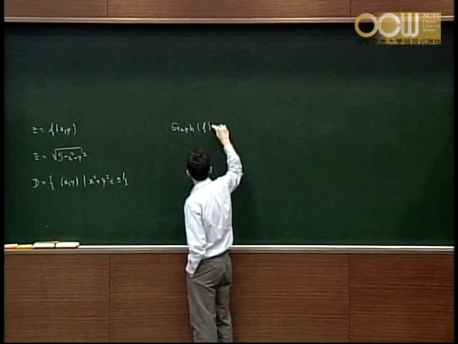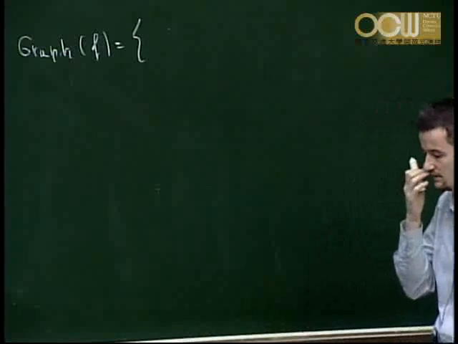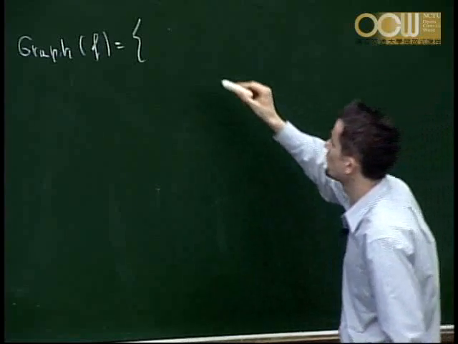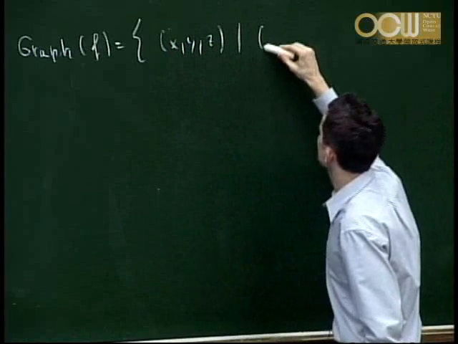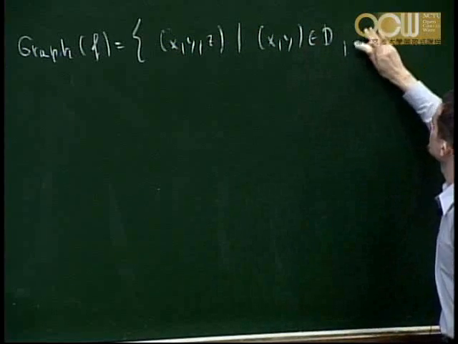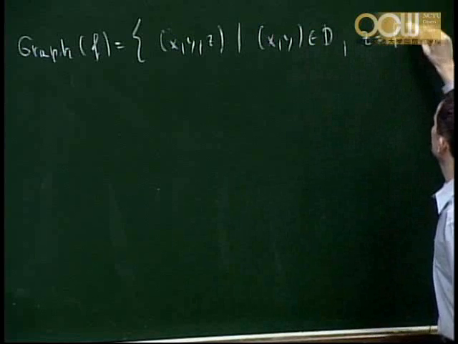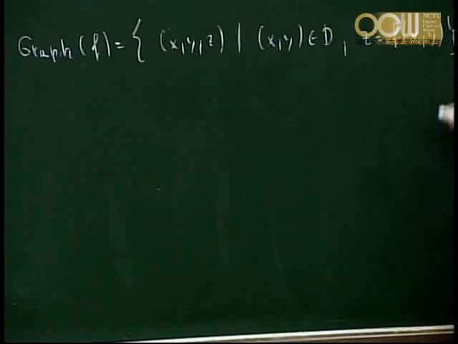In mathematics, the precise definition of the graph is that the graph for us is not the picture. The graph for us is a set, the set of all points x, y, and z, where x and y are in the domain, and z is equal to f of x, y. So this is the graph.